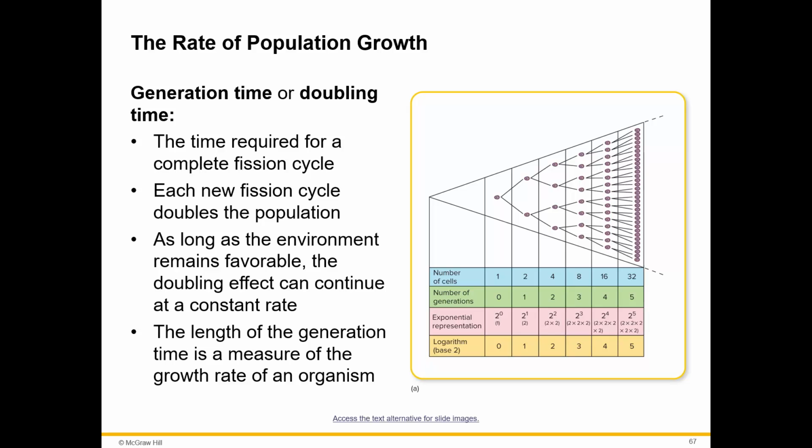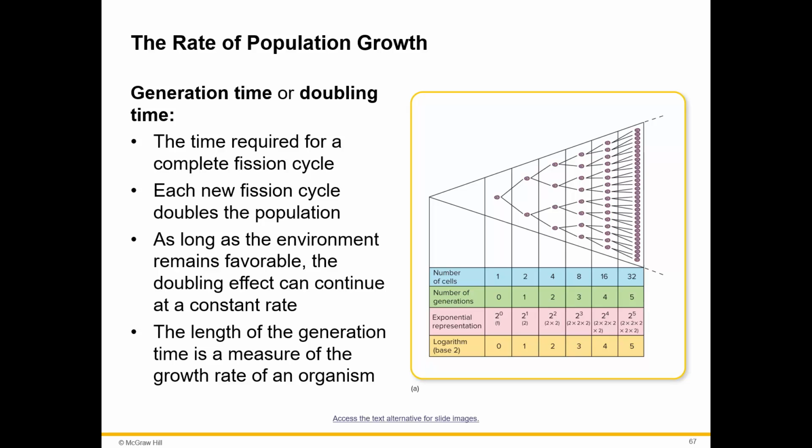So here you can see the number of cells. After 5 generations, you're already at 32 cells, and you can see how this can grow exponentially. Doubling time or generation time of E. coli is anywhere between 10 to 20 minutes.